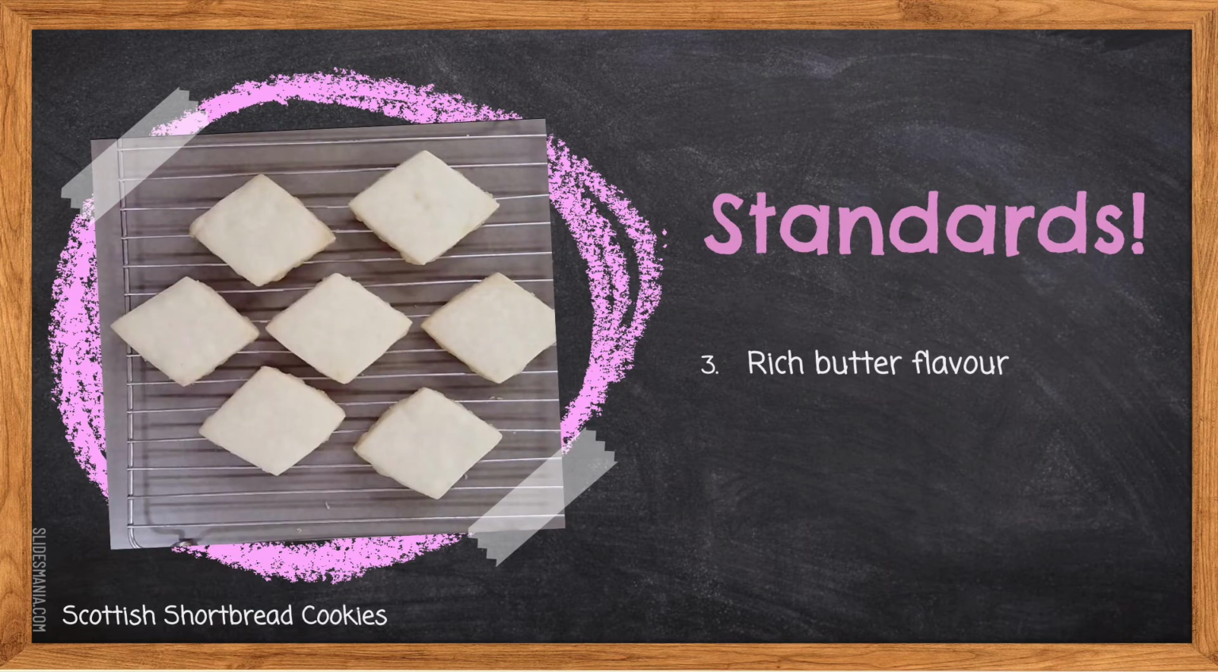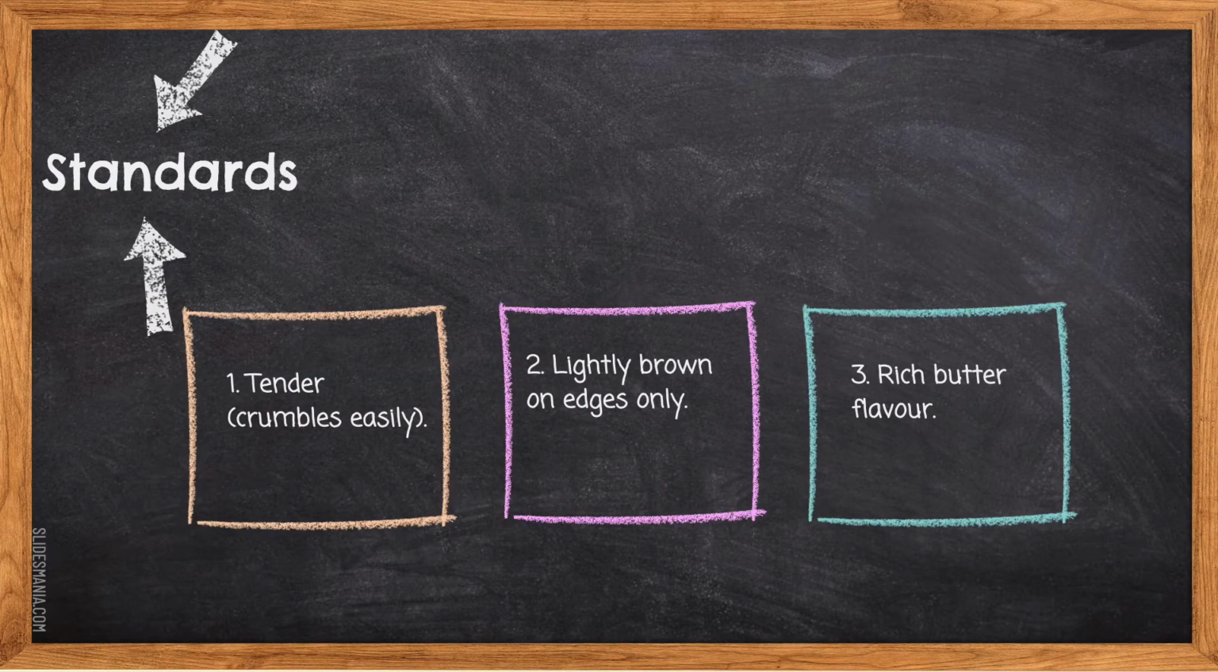3. Rich butter flavor. This means you didn't add too much flour into the cookie. You also had a chance to melt the sugar into the cookie properly so that you're not tasting the sweetness of the sugar, but rather the flavor of the butter. These are all the standards for the Scottish shortbread cookies.